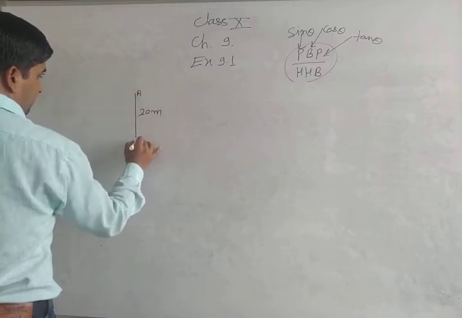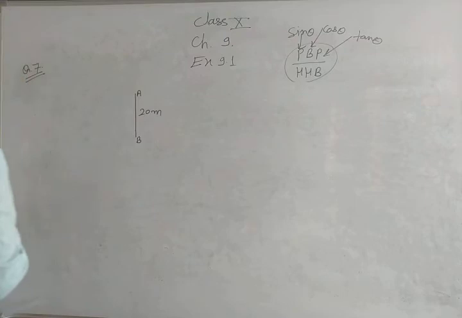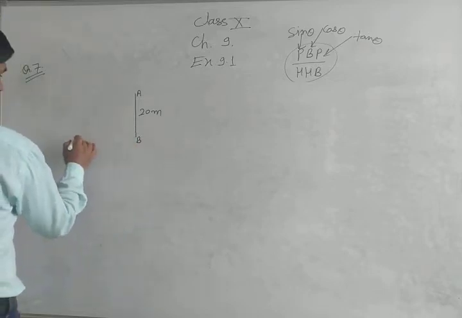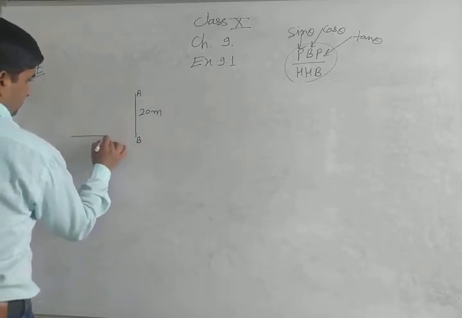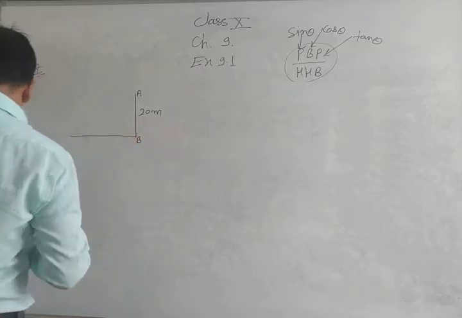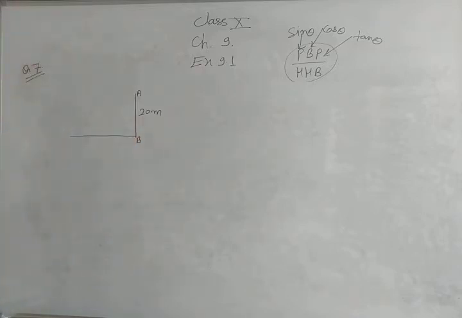Clear? And we write A, B is a 20-meter high building. Clear? And this one is the ground. Okay. Now it is given that the top of a transmission tower is fixed at the top of a 20-meter high building.